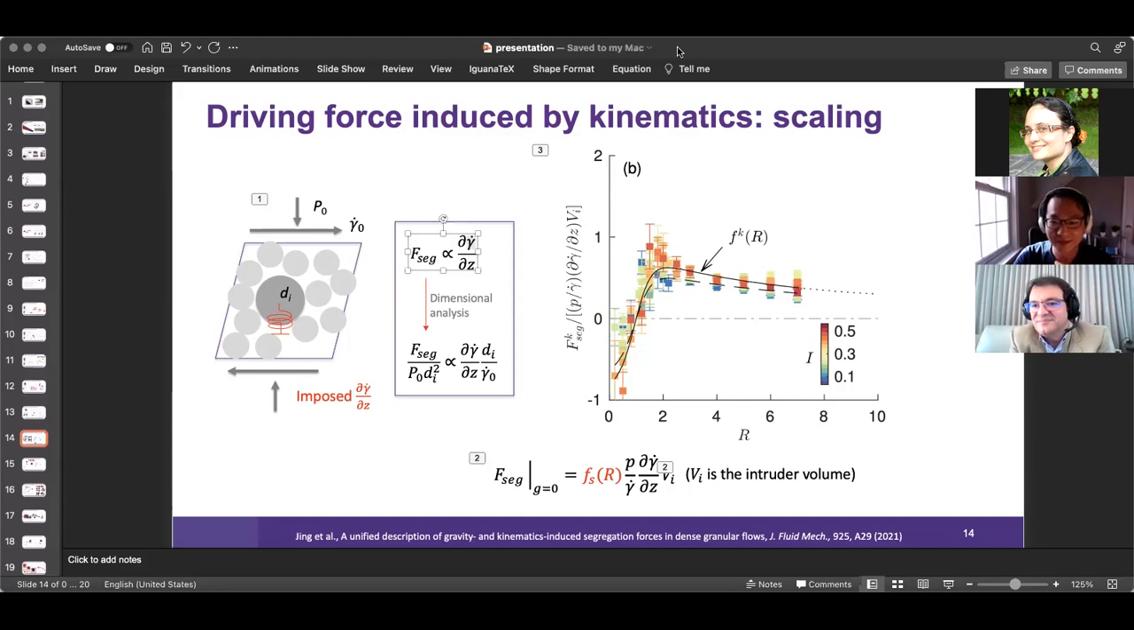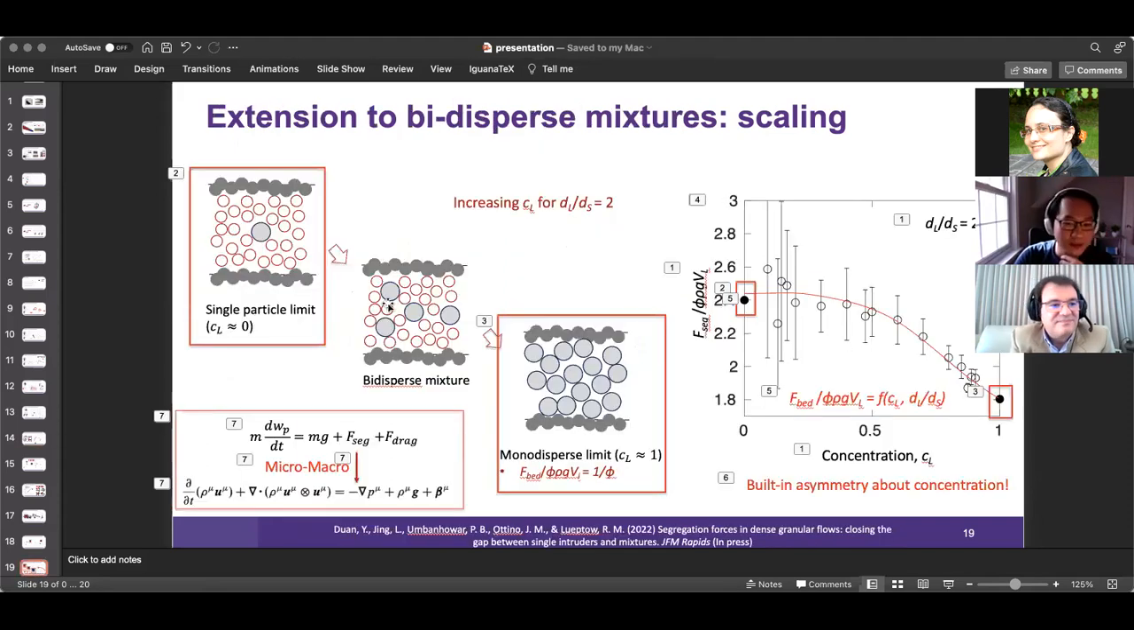I see. I just wanted to note, it's on slide 19, which was very interesting to me. Am I right in thinking that on the right-hand plot, it appears that your model is predicting that there is a peak in segregation rate at a concentration which is about 0.2 or something.